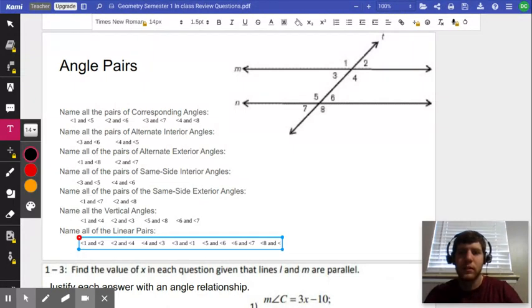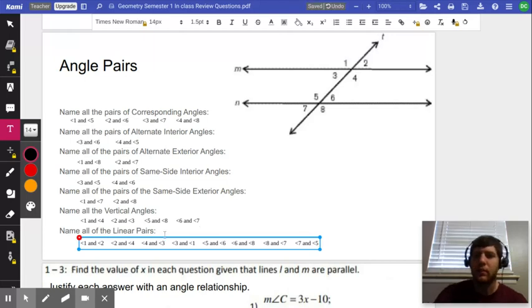Oop, not 6 and 7, I'm sorry. I got ahead of myself. 5 and 6, 6 and 8. 8 and 7. And angles 7 and 5. Right, 1 and 2, 2 and 4, 4 and 3, 3 and 1, 5 and 6, 6 and 8, 8 and 7, 5 and 7. Right, forms a straight line, adjacent and supplementary.